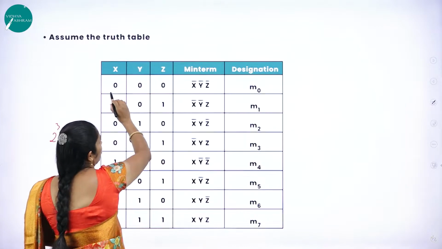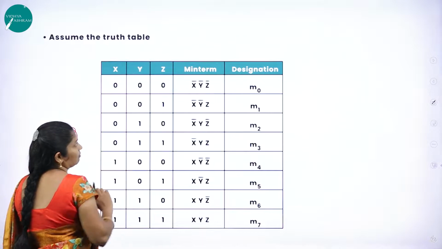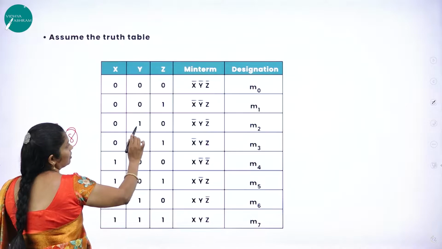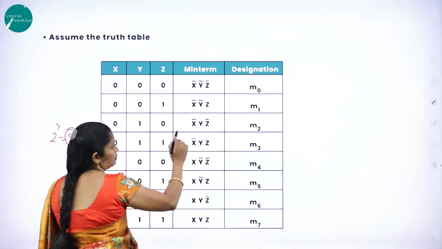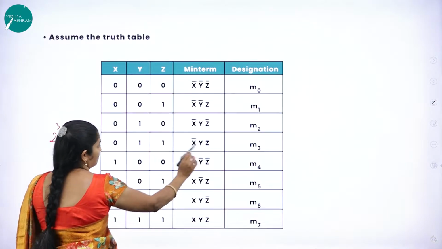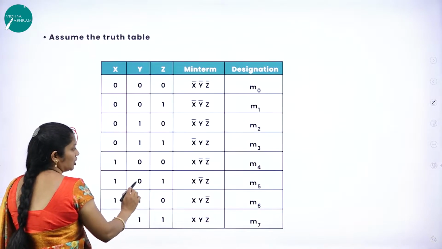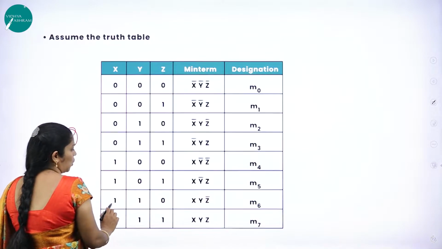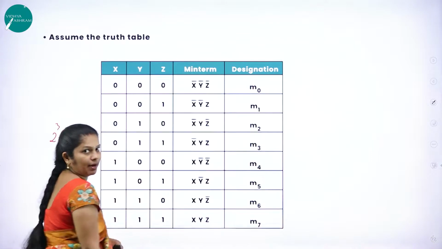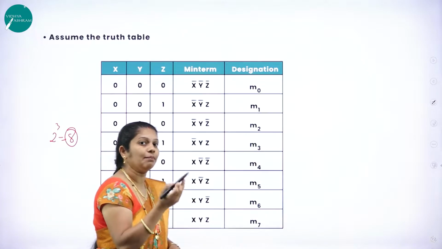Now, while finding the min term, when all 3 are 0, that's why x bar, y bar, z bar. Now, only z contains 1, then x bar, y bar, z. Only y is 1, so only y is without bar, and x and z have bar: x bar, y, z. Then x, with 2 zeros we have y bar, z bar. Here 1, 0, 1, only y is bar. Now 1, 1, 0, only z is bar. 1, 1, 1 does not contain any bar. It means that whenever you have bar, then it is written as 0. Whenever we do not have any bar, then it is assigned 1.